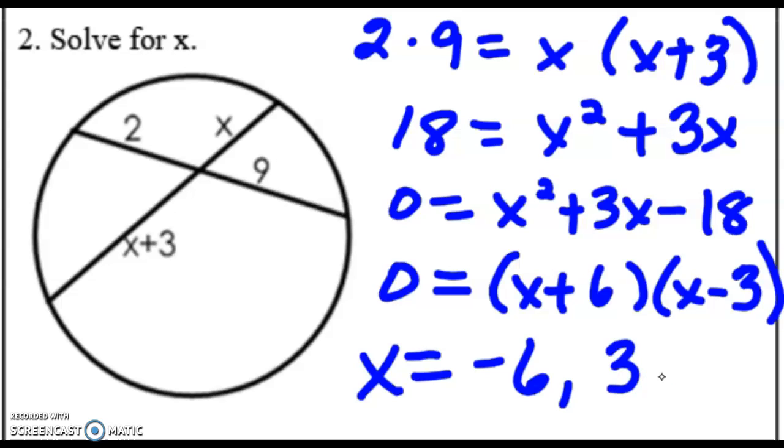So if we're talking about x is a length of something, x cannot be negative. And if you had negative 6, it would make this negative and this negative. So that answer is out. But 3 will be fine. So 2 times 9 is 18. 3 times 6 is also 18. So your answer is right here. X equals 3. Beautiful.